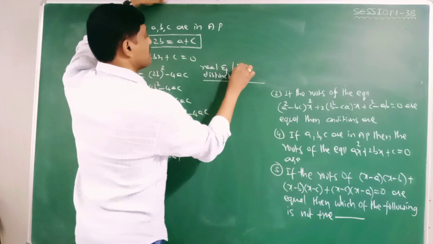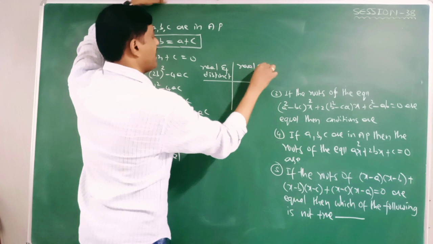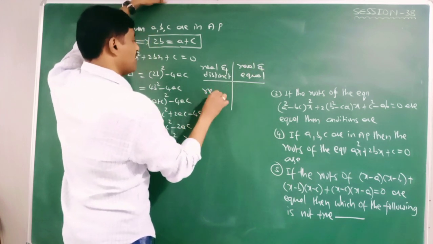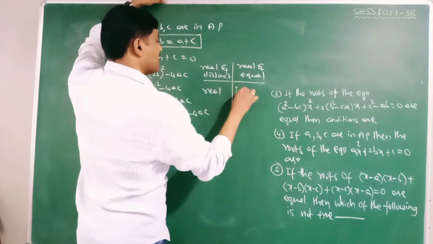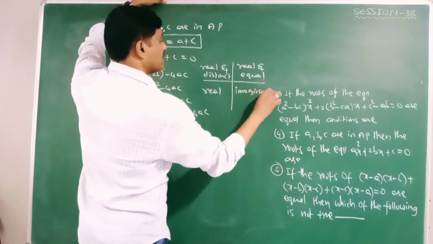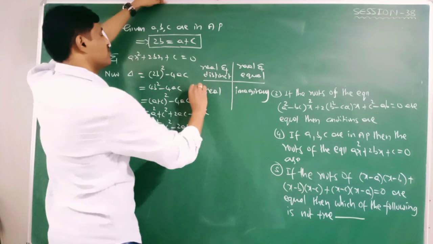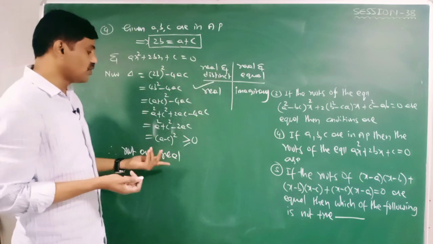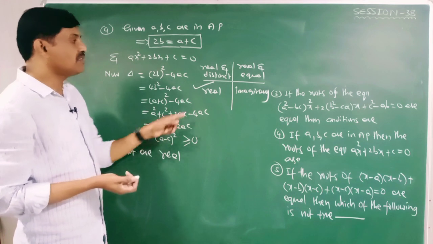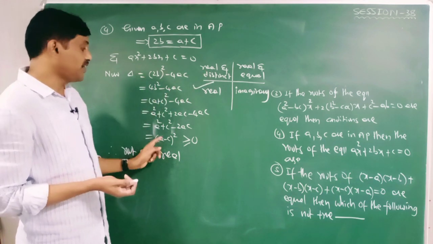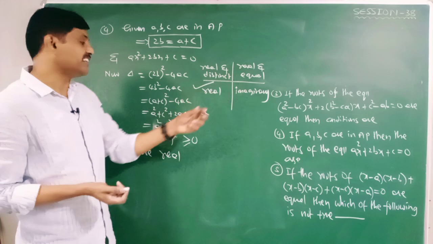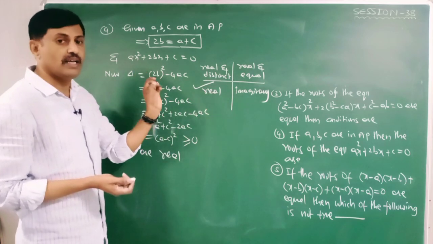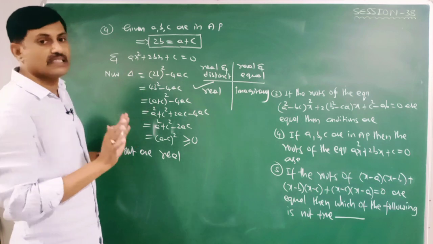Roots are real and distinct, real and equal, or imaginary. What is our answer? Our answer is only real, because we cannot say real and distinct. If a is not equal to c, we have to say real and distinct. If a is equal to c, we have to say real and equal, but we don't know about a and c. Therefore our answer is only real. Definitely we have to say it is real.